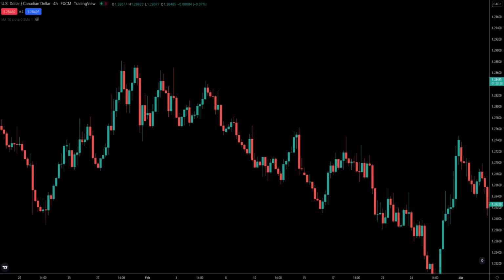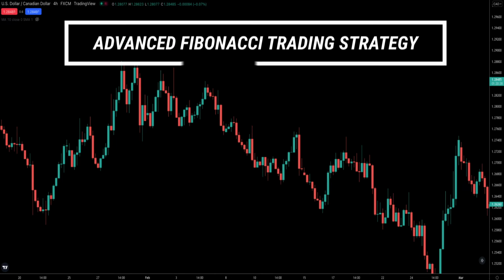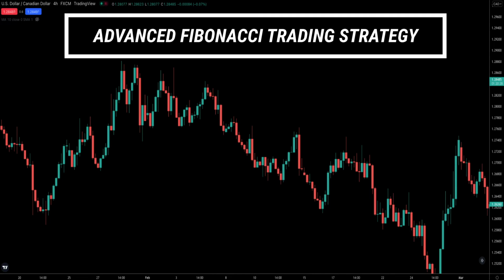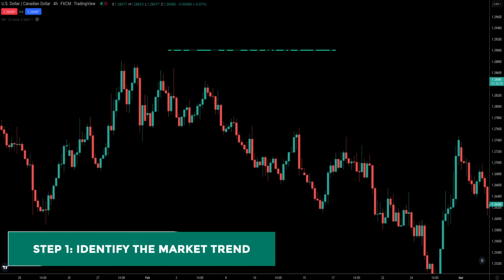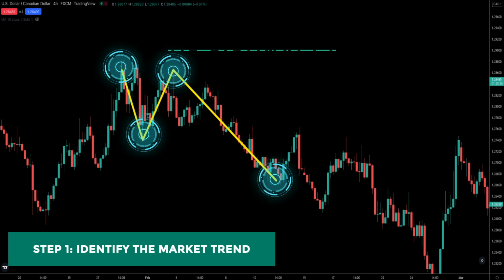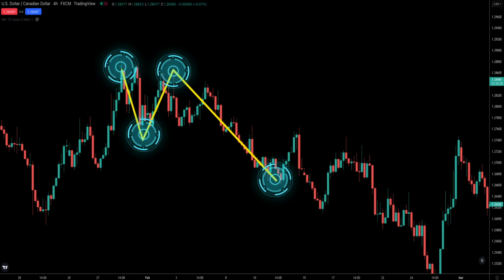Now that you understand how to apply the Fibonacci retracement, let's move on to the advanced Fibonacci trading strategy that I use. We will discuss this in 3 different steps. Step 1. Identify the market trend. Identifying the market trend is critical to the success of this strategy.